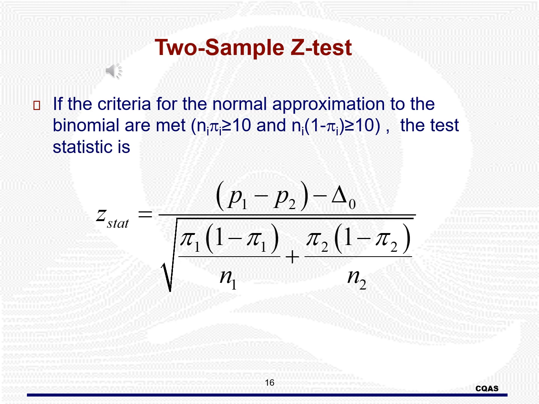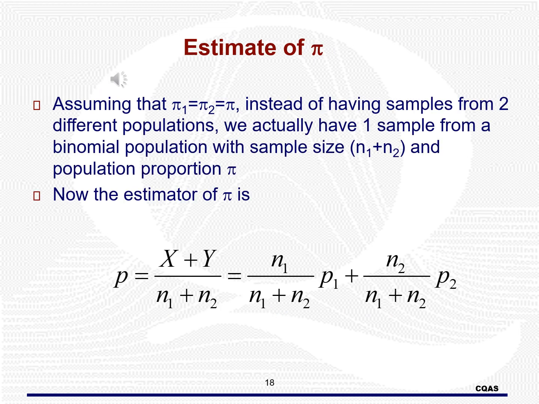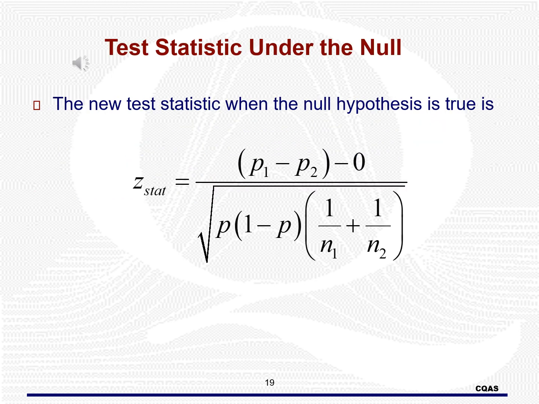Now, how do we change things if delta is 0? If delta is 0, then we assume that the proportions are equal. This means that the denominator simplifies to what you see in the slide. Now, what do we do with pi? If we assume equality, we need to estimate pi. We will do this by combining the two samples as seen in the slide. This occurs because we now assume that instead of having two distributions, we have one binomial distribution with pi equal to pi and n equal to n1 plus n2. So now our test statistic becomes what you see in the slide.